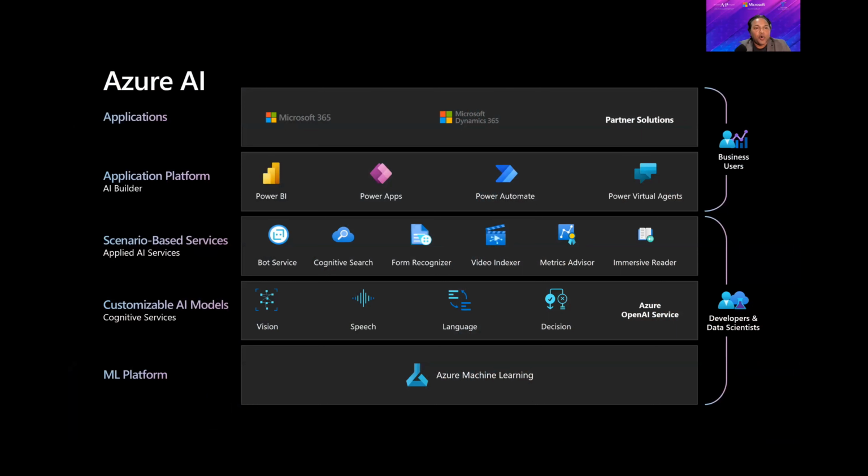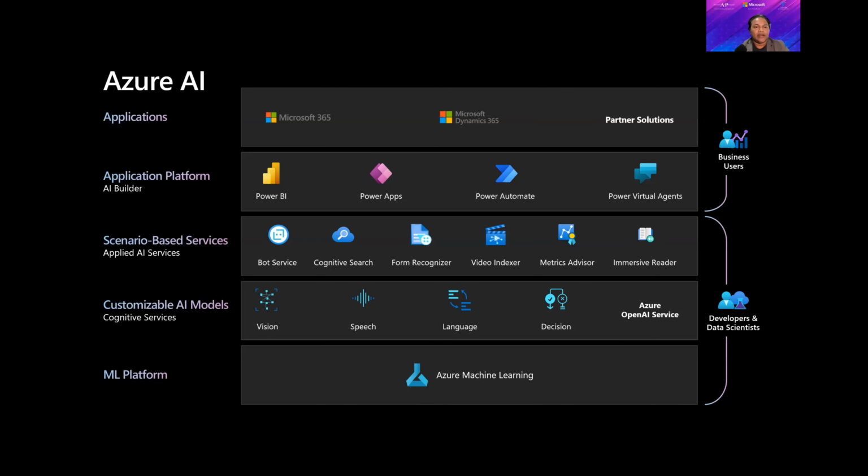This is the overall Azure AI portfolio that Microsoft has, right? And it's structured from high level functionality to low level implementation. So right at the top, you have your applications, which are SaaS applications like Microsoft 365, which is your Office app, Dynamics 365, and partner solutions. These are SaaS applications that have AI embedded in them that you can use right away.